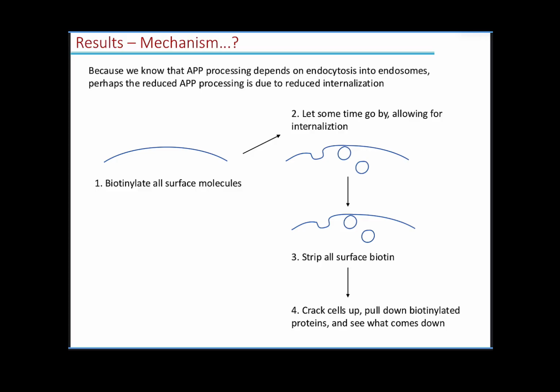So it turns out that going into this experiment, the authors formulate a hypothesis based on, again, previous knowledge. They say, because we know that APP processing depends on endocytosis into endosomes, perhaps the reduced APP processing is due to reduced internalization of APP. In other words, reduced APP endocytosis into these endosomes. And they're putting everything together. Rin3 brings V1 to endosomes, and less APP is being processed.